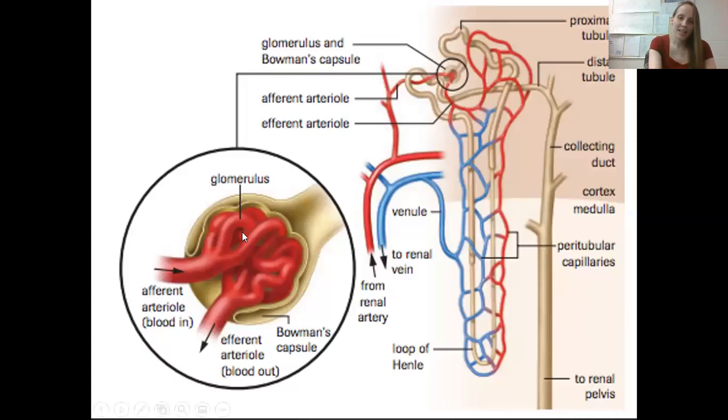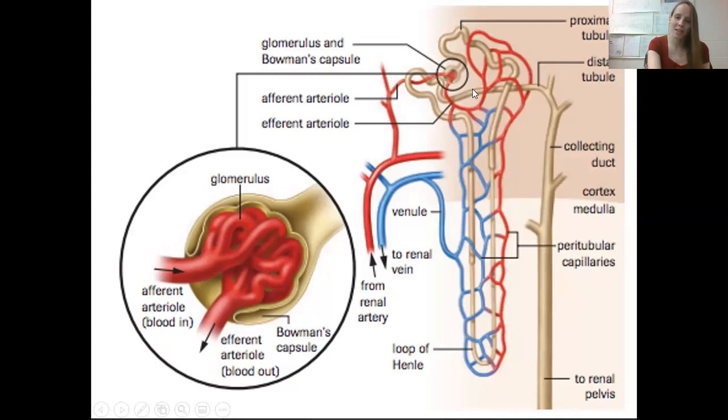So this again is our glomerulus. This is the capillary bed. The blood comes into the capillary bed via the afferent arteriole, then goes through the capillaries and then back out via the efferent arteriole. But when the blood is going through this capillary bed, not the blood itself, but fluid in the blood is going to diffuse from the capillary bed into the Bowman's capsule that is surrounding it.